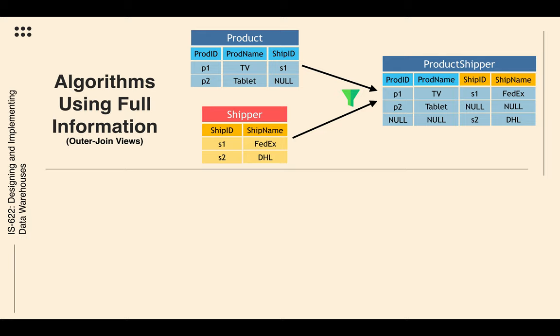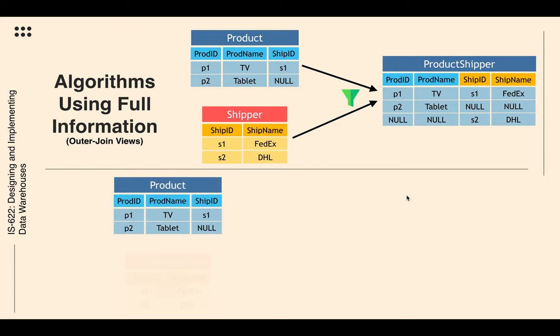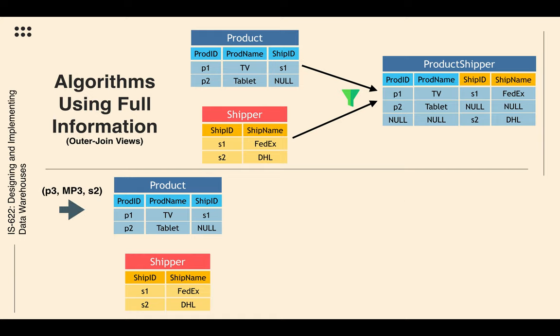So we are taking the same view that we created. We have a product and a shipper table, and we created a product shipper table, which is a full outer join of both the tables, which is product and shipper. Now we take the product table and the shipper table, the original tables that we have, and we perform an operation. Let's say addition of a new product P3, which is an MP3 player, which is shipped by S2, right?